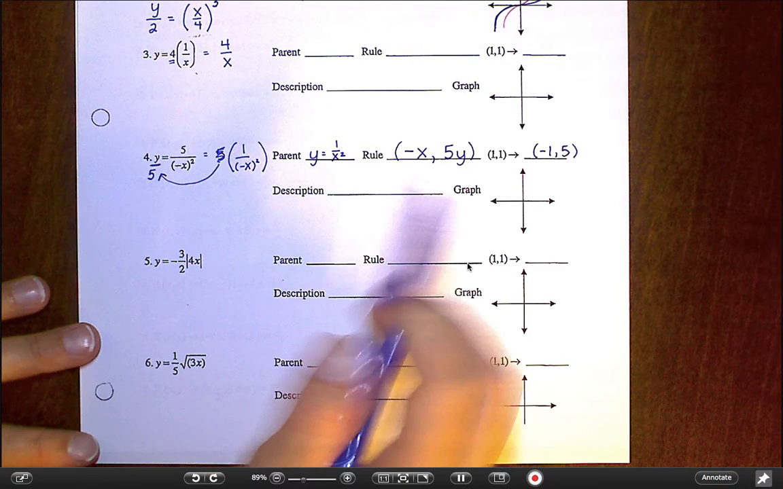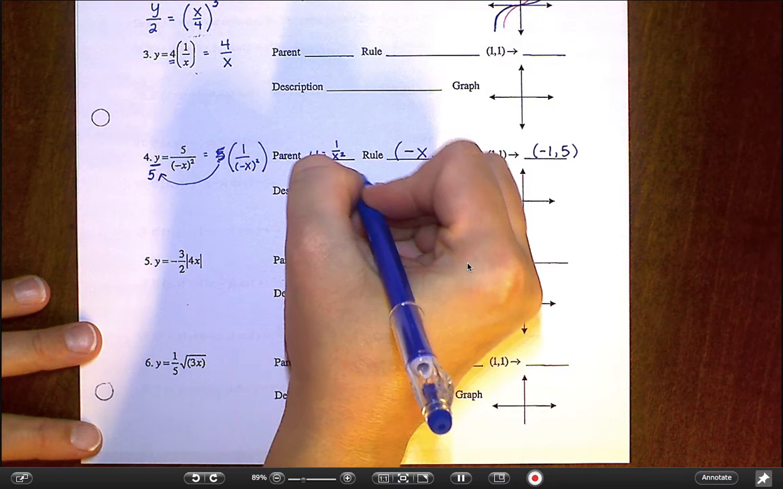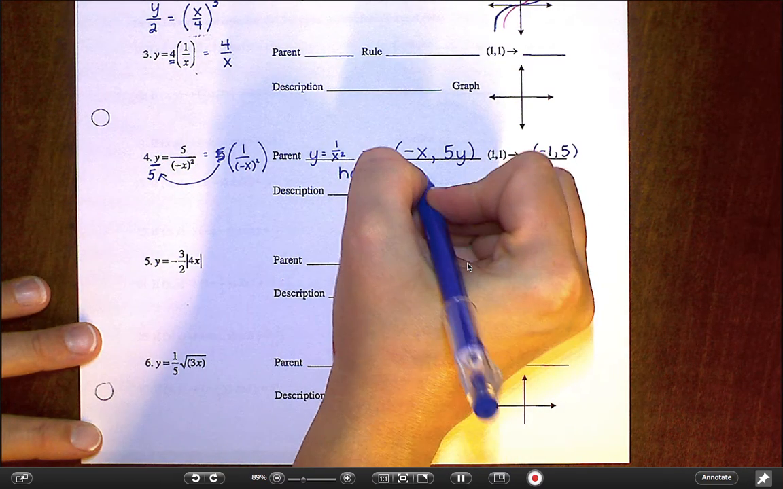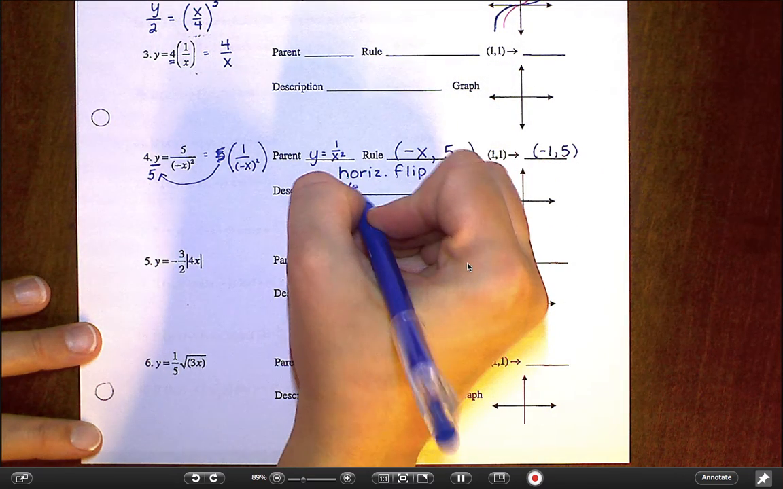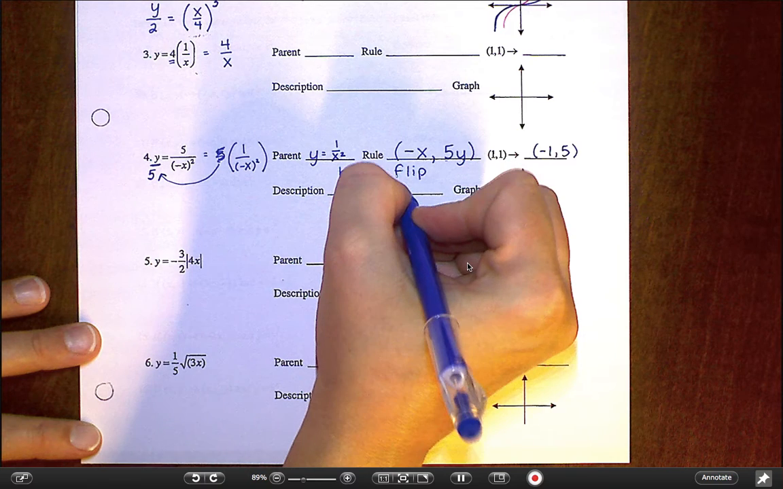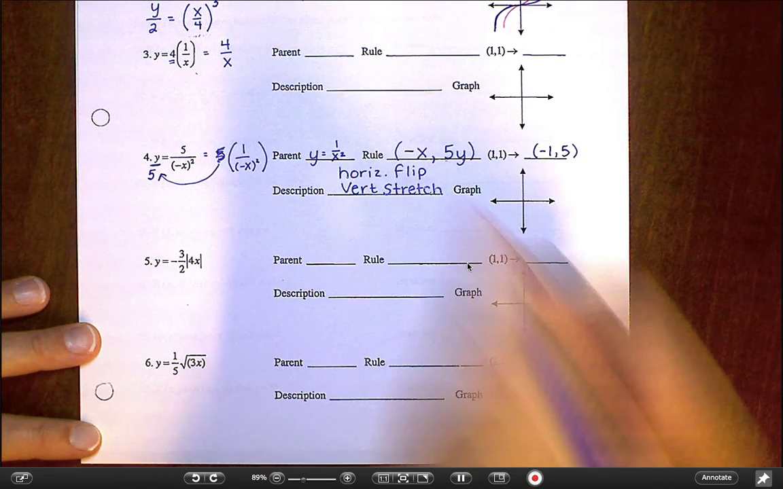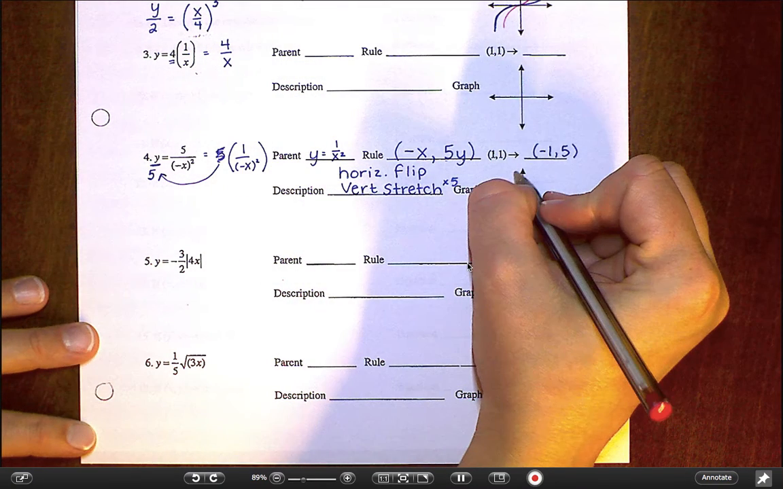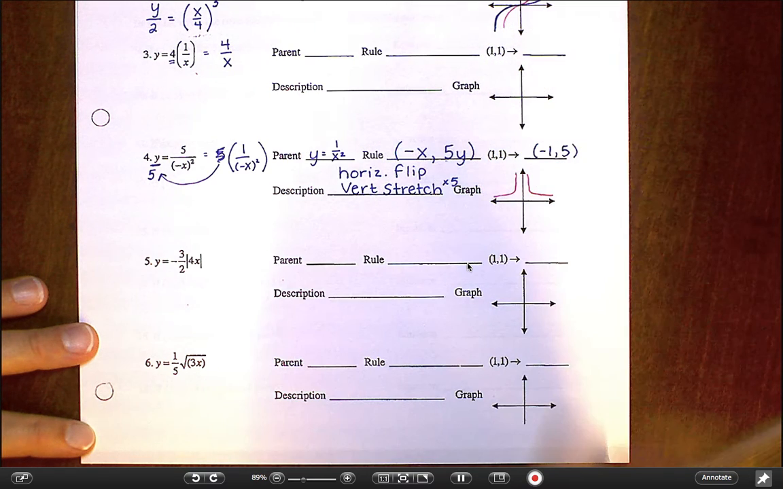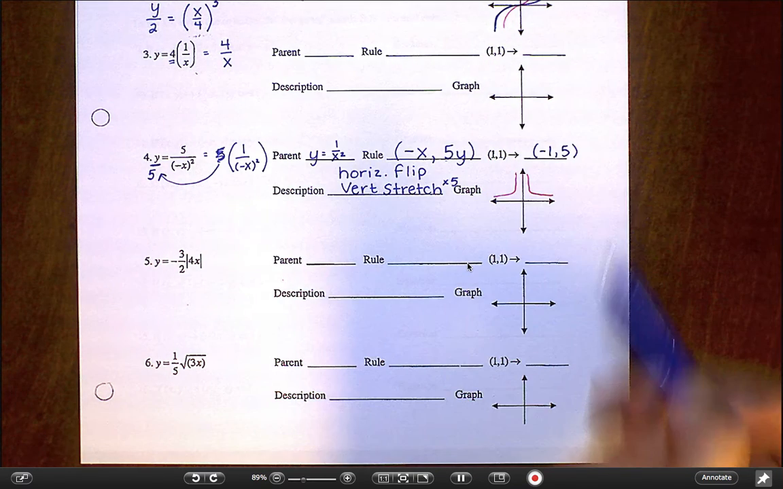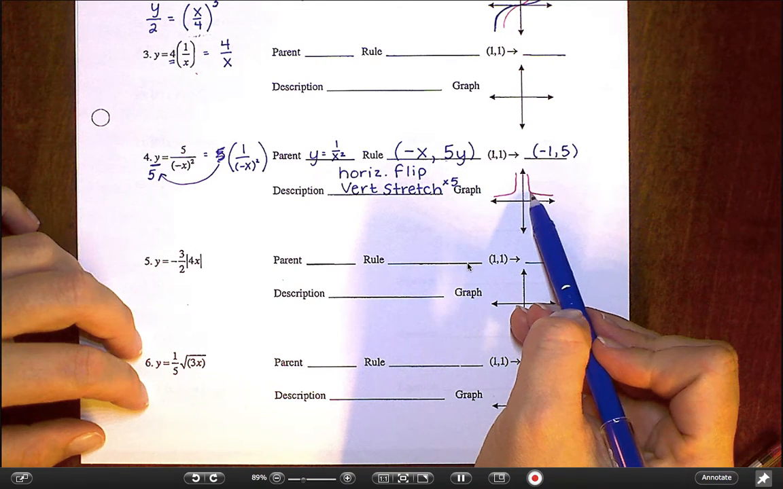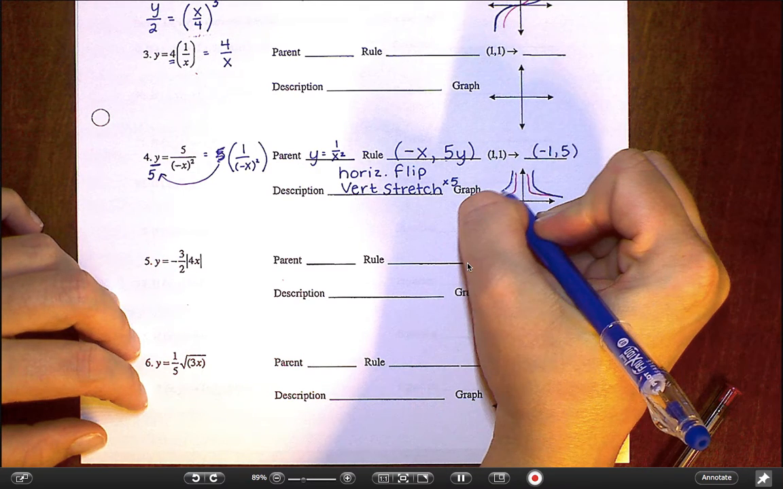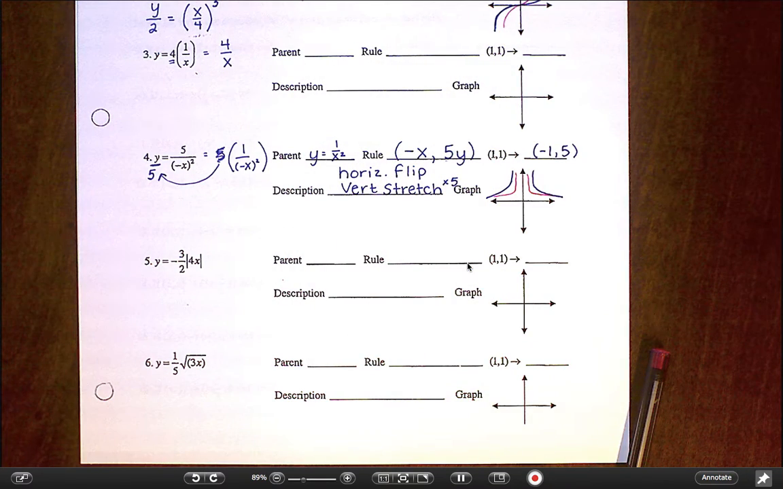Okay, so this negative on your x, that's going to be a horizontal reflection, otherwise known as a flip over the y-axis. And 5 times y is going to be a vertical stretch by a factor of 5. So my parent function here, 1 over x squared, looks like this. Okay, a vertical stretch of one of these is going to kind of pull this center away just a little bit. It's just going to make it a little bit more like that. Okay, so it's just going to get pulled upward just a little bit.